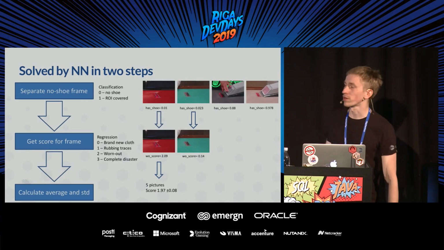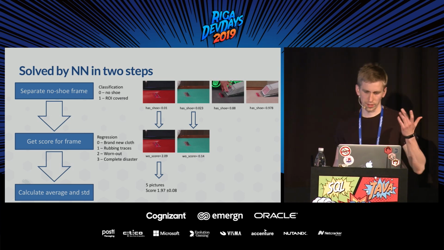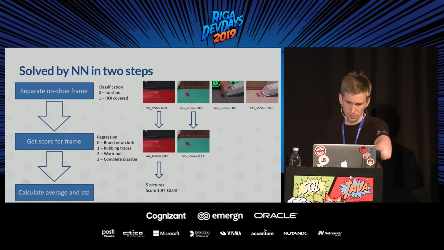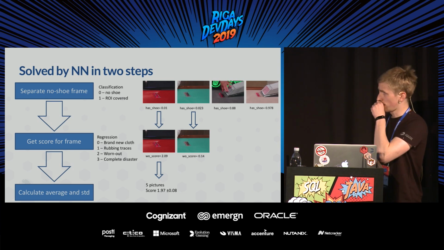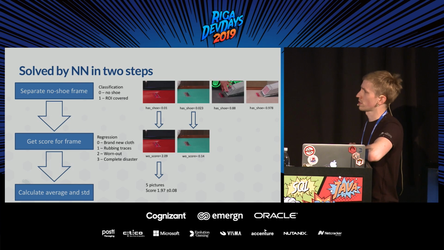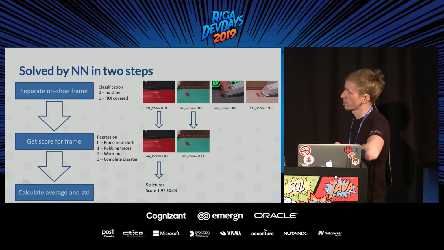How did we solve this issue? We took neural networks again, because they performed well with the LEDs. We labeled the data set, and we got something like that. We divided the problem into steps. First step, find the images that have no shoe on them, so we are able to see the full region of interest. And when we have clean images ready for analysis, we just predict the values.